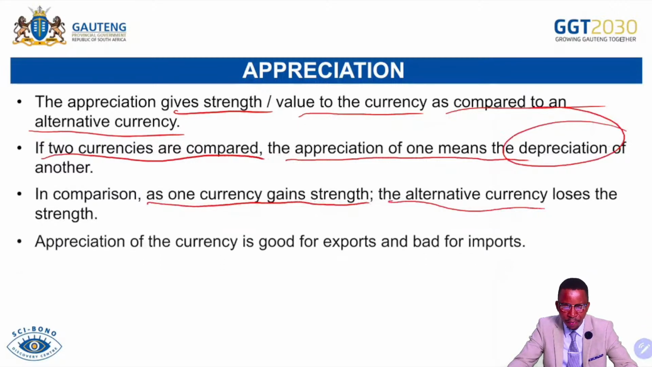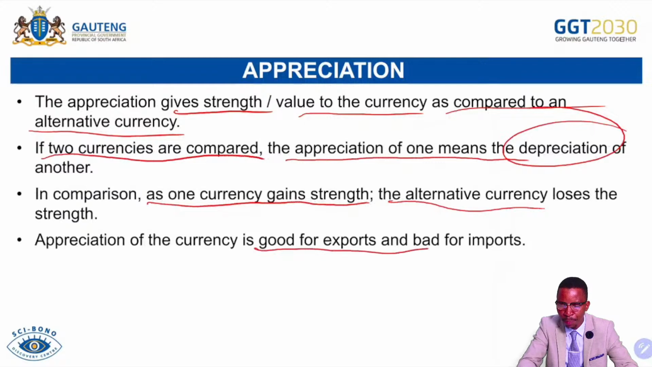So appreciation of the currency is good for exports and bad for imports. Why are we saying that? As the currency appreciates, what will be happening? Our exports will become expensive abroad, meaning there will be more earnings received on exported goods and services. But imports will become cheap. So even if they are produced at a higher cost, they will be sold at a lower cost because of the depreciation of the other currency.